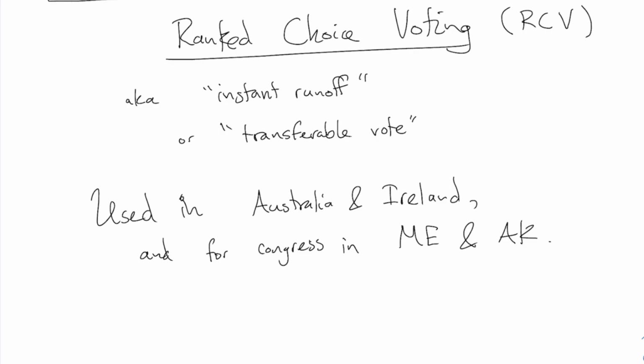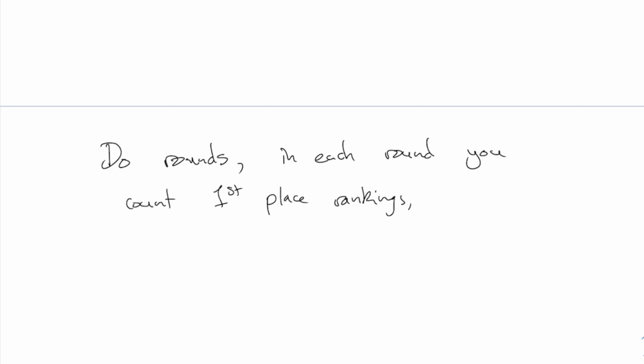Anyway, here's the idea. I will tell you how to do it. You do rounds. You don't actually get the people to vote again. You do all of these rounds sort of mathematically in your head, or you write them down. But in each round, you count up the first place rankings, and you eliminate the one with the fewest votes. This is how you do the instant runoff. And then you just keep on doing round after round until everybody's eliminated, and then you end up with a single winner. All right?